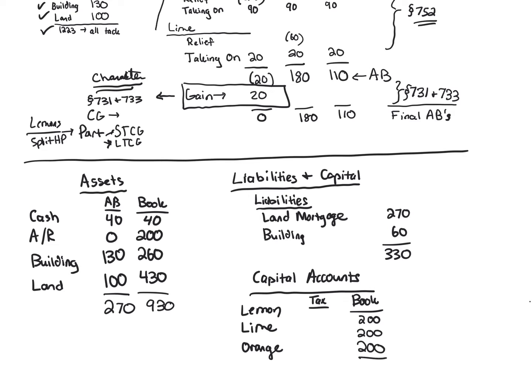Also, another way we can calculate that is, hey, if you take 930 minus 330, you get 600. And guess what? Assets equals liabilities plus owner's equity, so it has to equal. And 600 times 1/3 is 200, 200, 200.